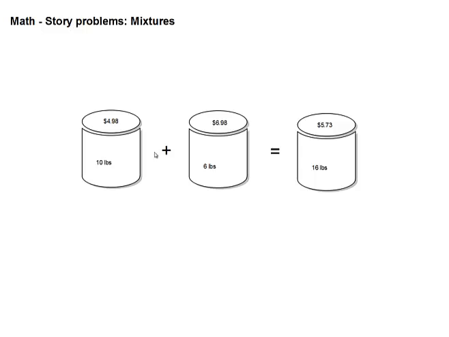The thing to remember is when we add the bottom, or the pounds, together, it's going to equal the total pounds that we would get with the mixture. The final price per pound will be somewhere in between these two prices. So in this case, 5.73 is in between 4.98 and 6.98. So let's start on a story problem.